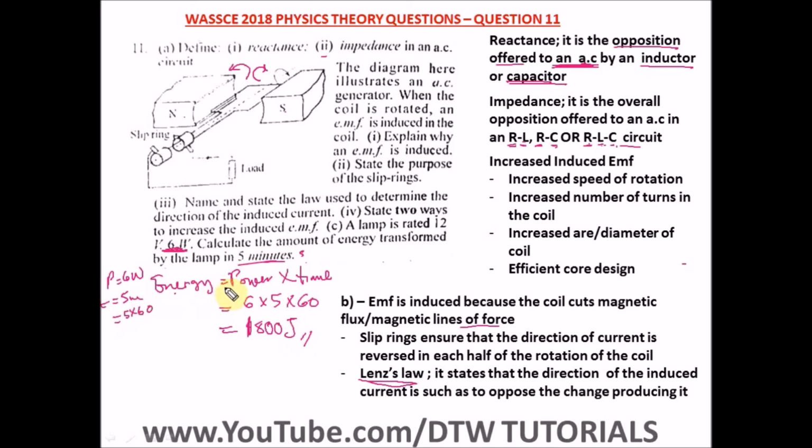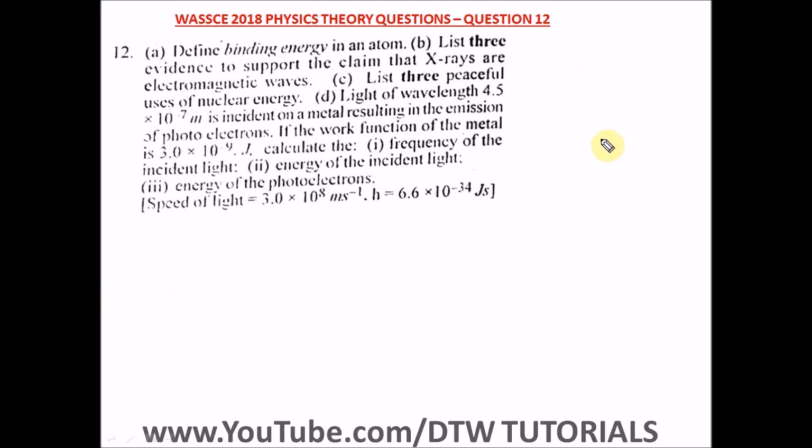As I've said earlier on, don't just punch in your calculator the figures, just check that you have your units right. This is 5 minutes, which you have to convert to seconds, and in converting to seconds you just multiply by 60. So the amount of energy transformed by the lamp is 1,800 joules. That was question 12 of the WASSCE 2018 Physics Theory past question.